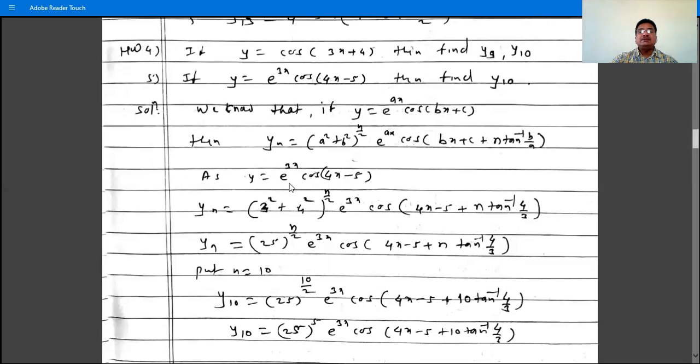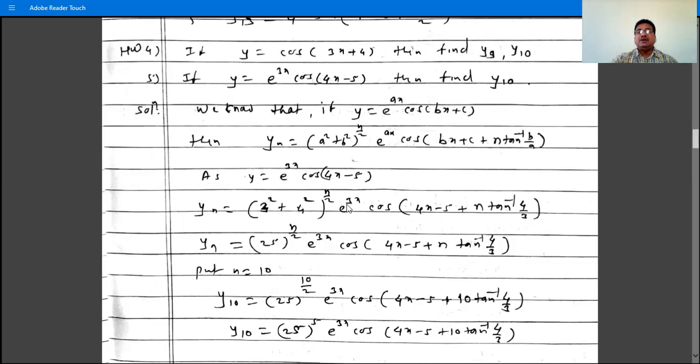So now y is e raised to 3x cos 4x minus 5. So now a is 3, b is 4, and c is minus 5. Substitute, we have a square plus b square, so 3 square plus 4 square. A is 3 and b is 4.